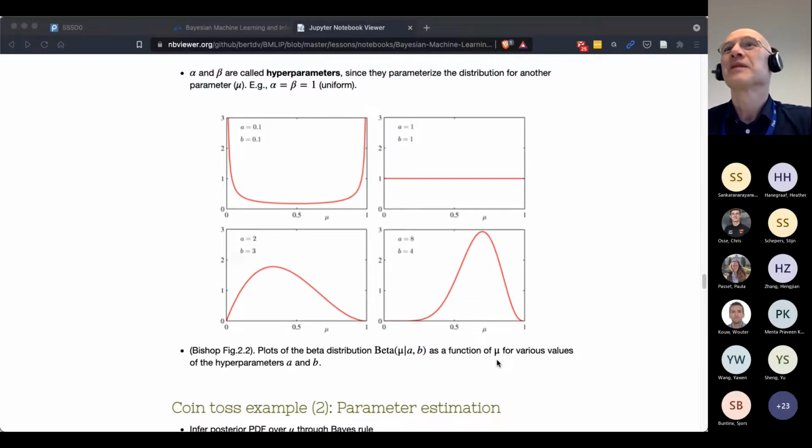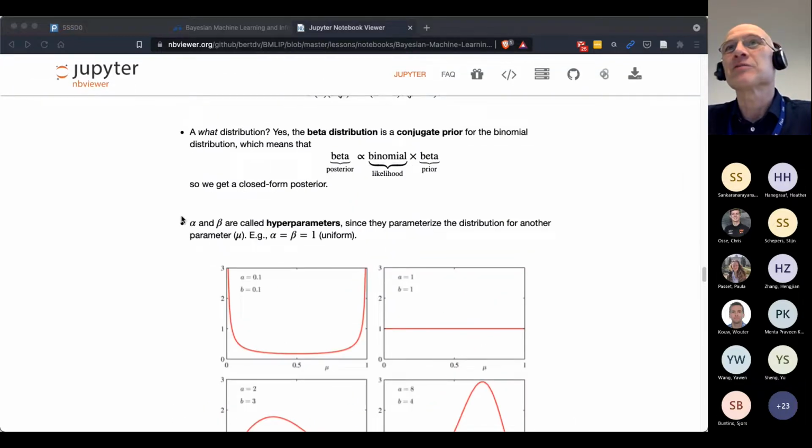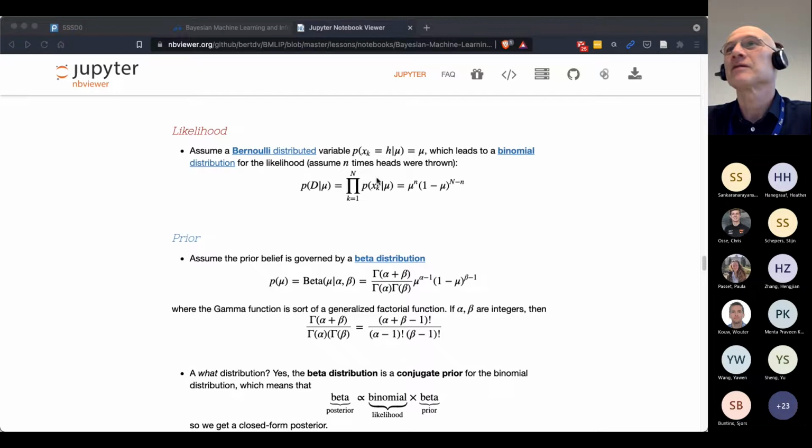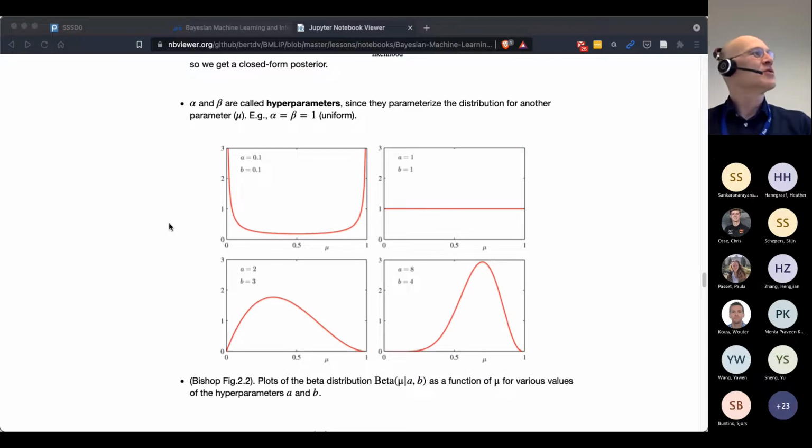Okay, so you should think of these plots here. This is a distribution for mu, right? And mu is the probability of heads, or is it the probability of tails? I don't remember. I think mu is the probability of heads. We say mu has to be a value between 0 and 1. And if we do Bayesian machine learning, we first have to say: what do we know? What's our prior distribution over mu? So I have to choose a distribution.